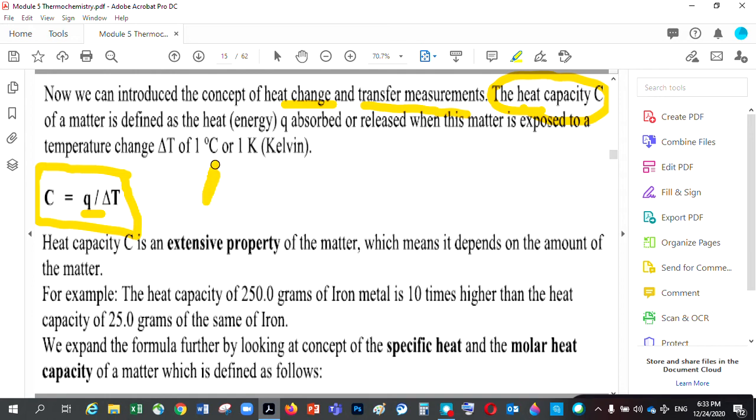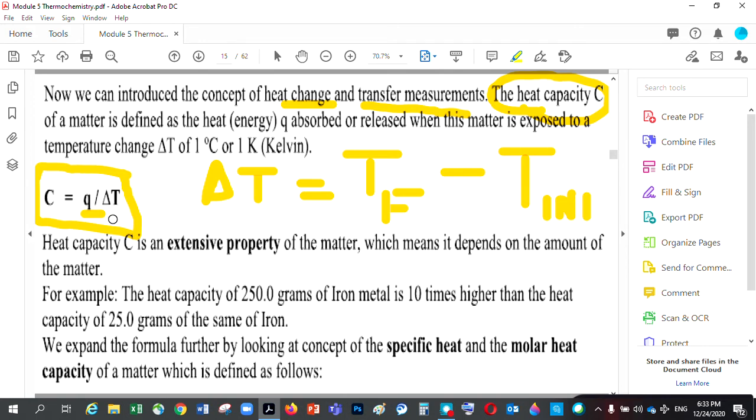The delta T, as you will see, we always refer to delta T, the temperature. Delta means change. Change in temperature means we are looking for the final temperature when the system is attaining thermal equilibrium, and the initial one is when we start. So the heat capacity is defined as Q, the amount of energy absorbed or released, divided by the change in temperature.